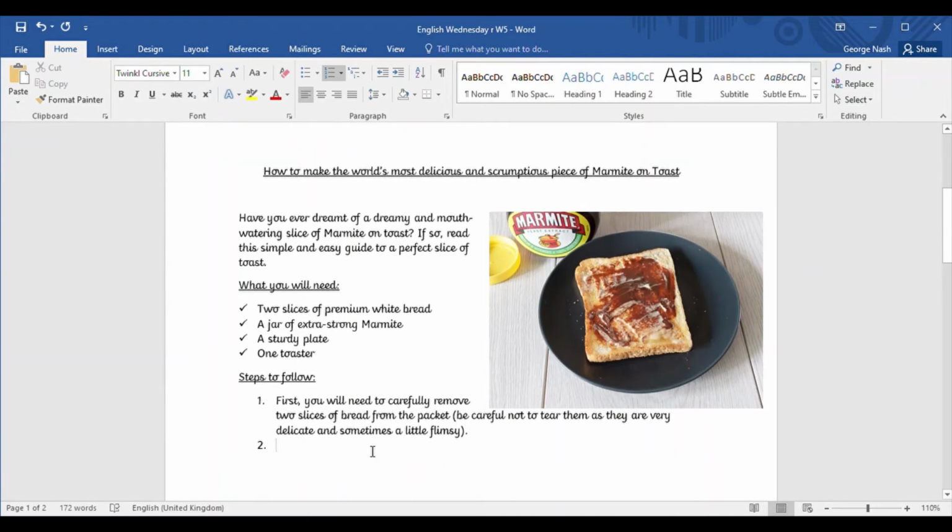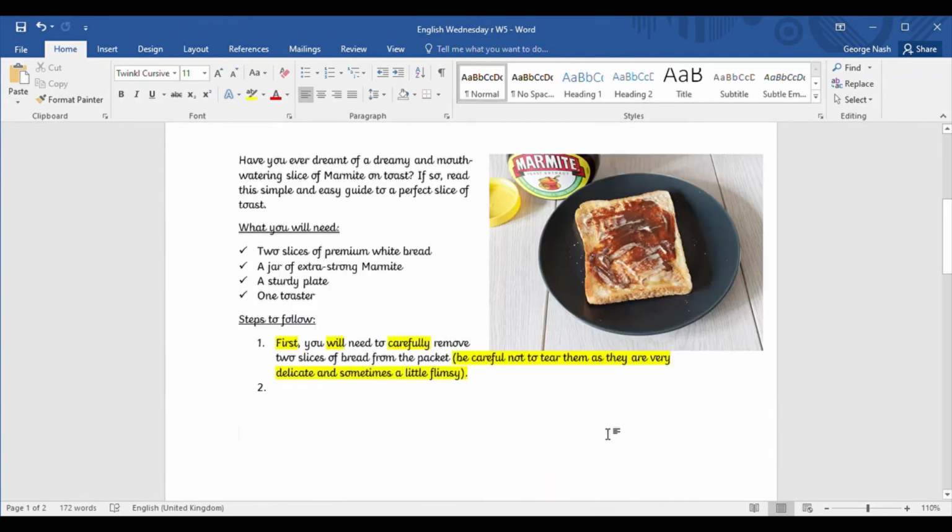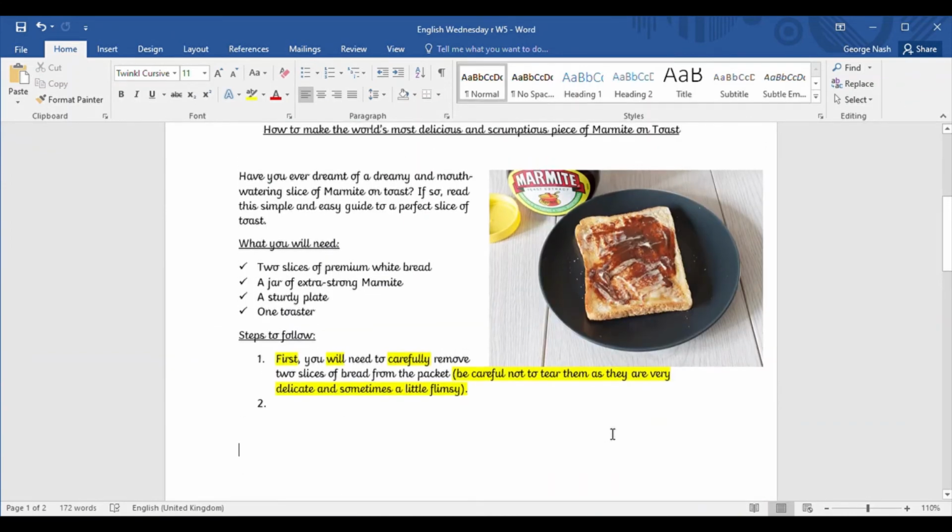Okay, so here look, I've got a modal verb, I've got an adverb of time, I've got an ly adverb, and I've also got some parentheses. So in one big sentence there I've managed to tick off all of these. Okay, so what needs to come next?